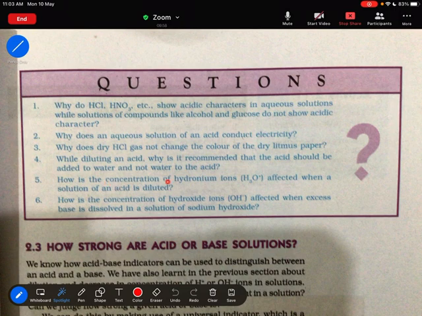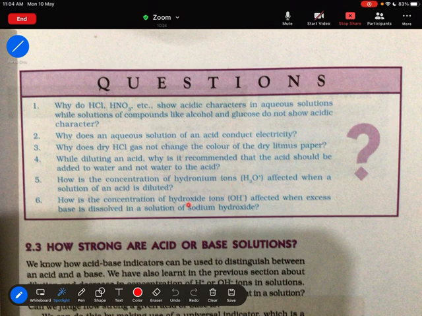So the concentration decreases when a solution of an acid is diluted. Concentration means the number of H+ ions or hydronium ions per unit volume. That is decreasing, the concentration is decreasing.